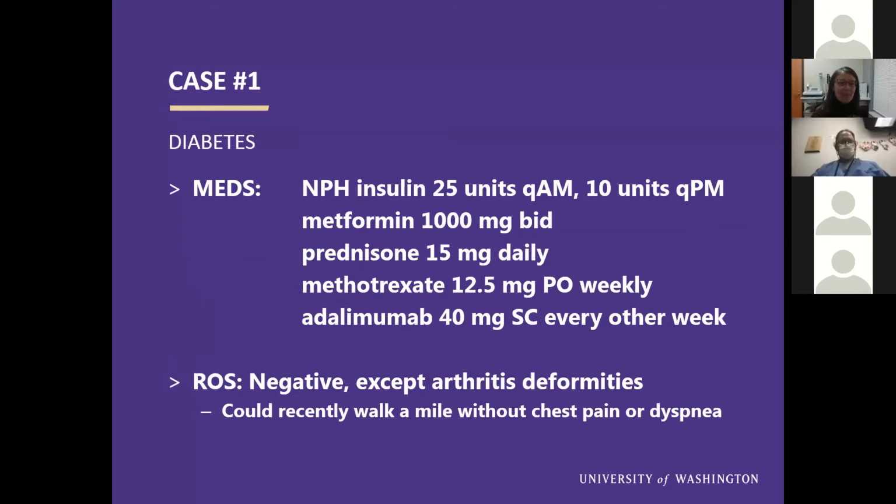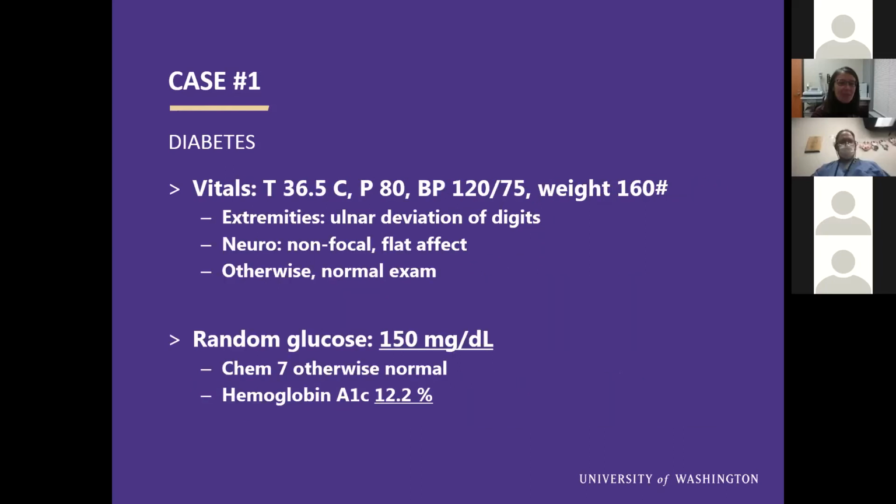Current medications you see here: NPH insulin, metformin, prednisone, methotrexate, and adalimumab, which is Humira. His review of systems is negative except the arthritis, deformities, and he could recently walk a mile without chest pain or dyspnea. Vital signs are normal. His weight's 160 pounds. There are chronic changes of rheumatoid arthritis. His affect's a little flat, but otherwise the exam is pretty normal. The random glucose is 150 milligrams per deciliter, but the Chem7 is otherwise normal. And the hemoglobin A1C is 12.2.